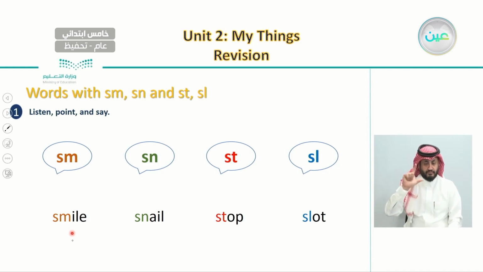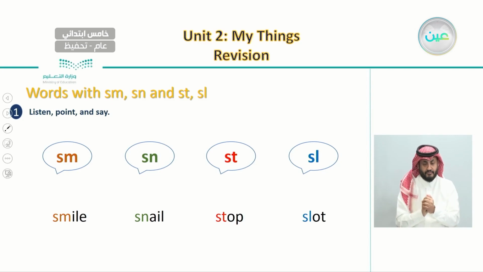Smile. Say after me, smile. And the second word that starts with S and N, which is snail. Snail. Say after me, snail. And the other word that starts with S and T is stop. Stop. Say after me, stop.